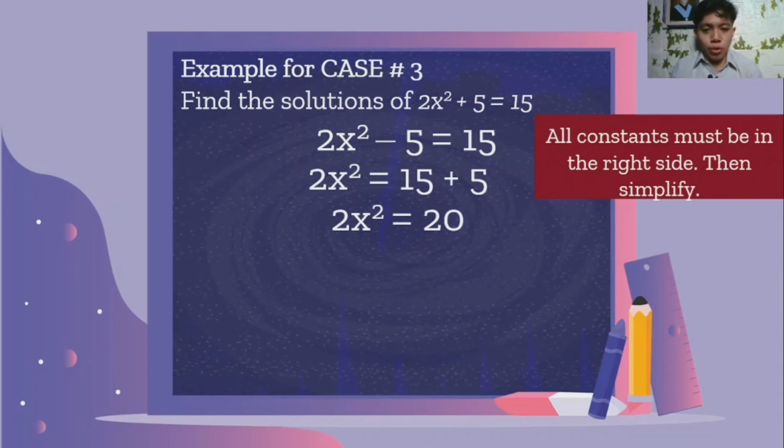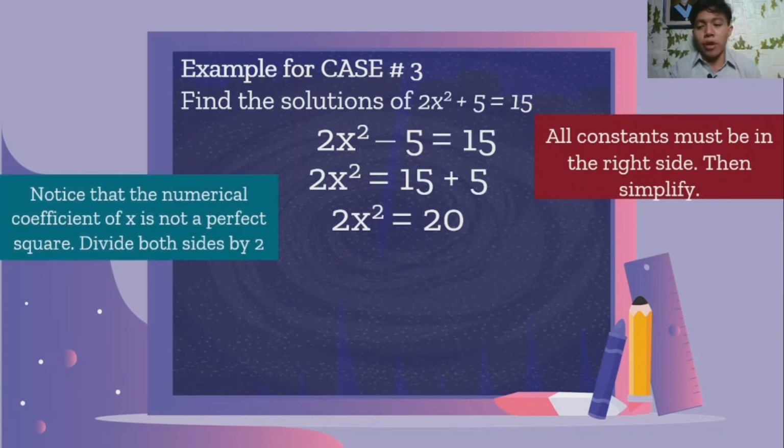Meron akong tanong, yung 2x squared ba ay isang perfect square? Breakdown natin. Yung x squared ba ay perfect square? Yes. It is a variable with an exponent of 2. Now, yung 2 ba ay perfect square? Think of a number that when you multiply by itself, the answer is 2. Anong number yon? Wala. No? Therefore, 2x squared is not a perfect square, no? Notice that the numerical coefficient of x is not a perfect square.